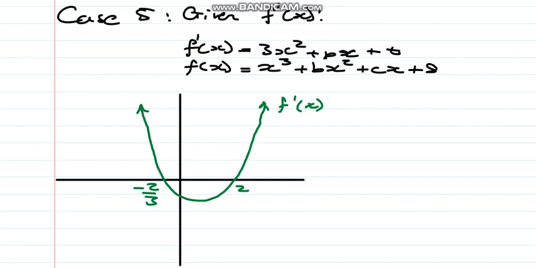We're looking at case 5. We're still trying to find the coefficients in a cubic function. Here we are given A. We want B, we want C, and we're given D. However, we're given the function that is the derivative of the cubic function. So how do we approach this?